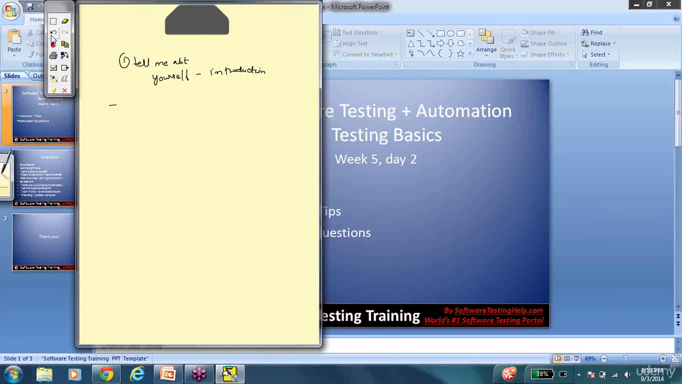The best way to answer this question is by starting with your name, qualification, and then your skill set or experience. So here you can say, hey, my name is Swati, I'm a BTech computer science engineer. If you don't have a computer science background, or you don't want to highlight your educational information, you don't have to do that.